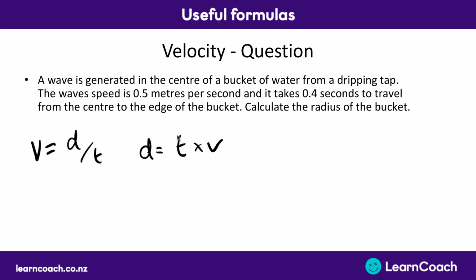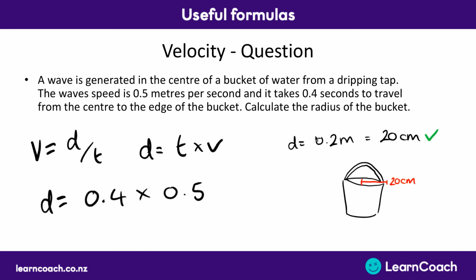To do this, we multiply it by the velocity. So distance equals time times velocity. Then we plug in our numbers. The time that the wave takes to travel is 0.4 seconds, and the velocity that it travels with is 0.5 meters per second. So the distance that it's going to travel in that 0.4 seconds is going to be 0.4 times 0.5, and that comes out as 0.2. Remember, this is in meters, so 0.2 meters is the same as 20 centimeters.